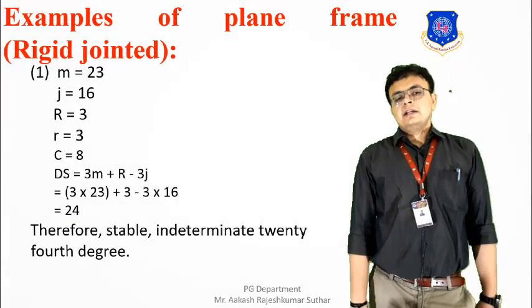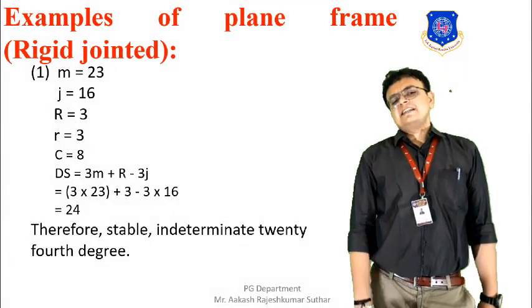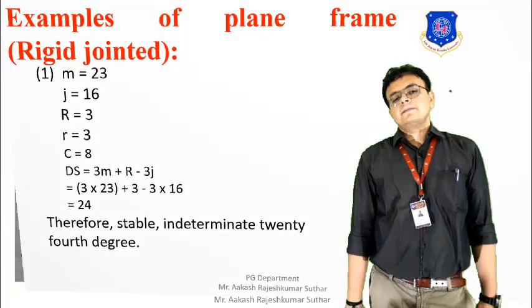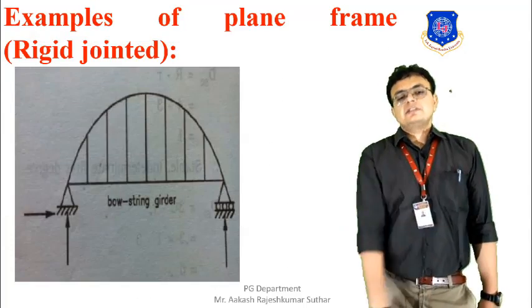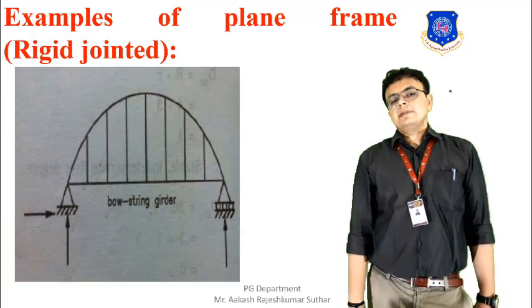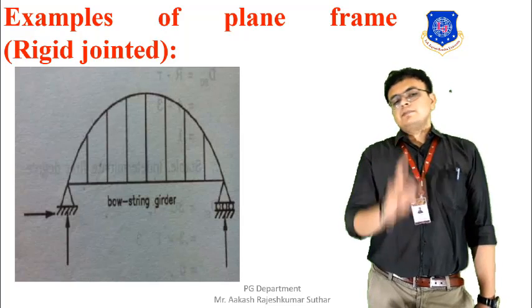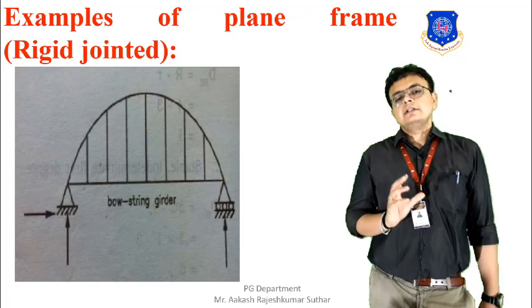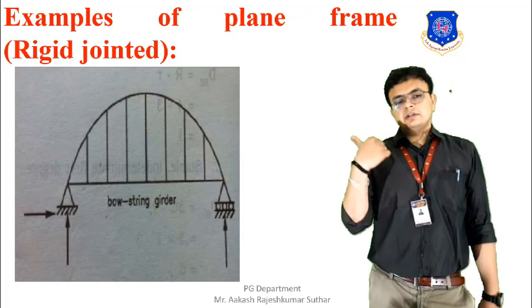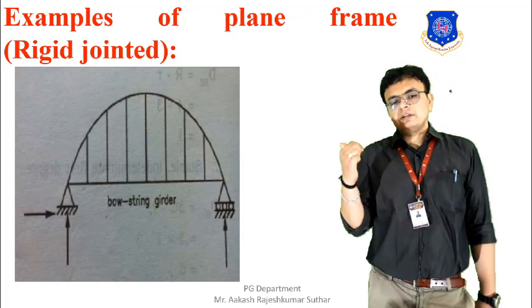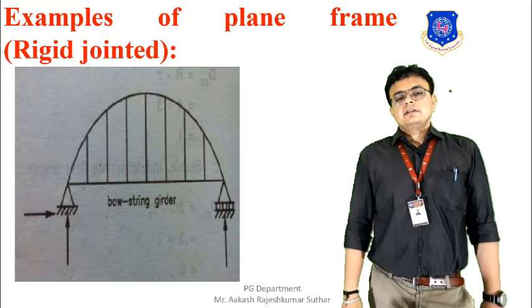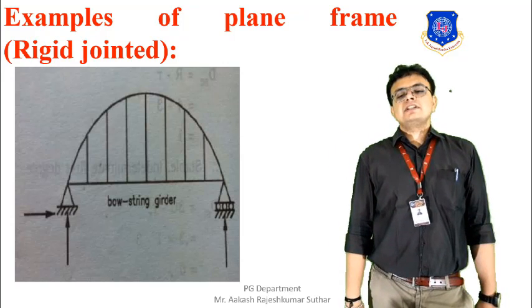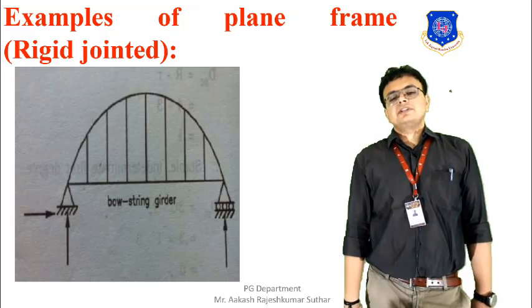Then the cells formed in this figure are equal to 8. You can see the cells that are formed, meaning the cells formed because of the interconnection of the members. So that is equal to 8. You can see over here 1, 2, 3, 4, 5, 6, 7 and 8. The total number of cells formed in this figure is equal to 8.